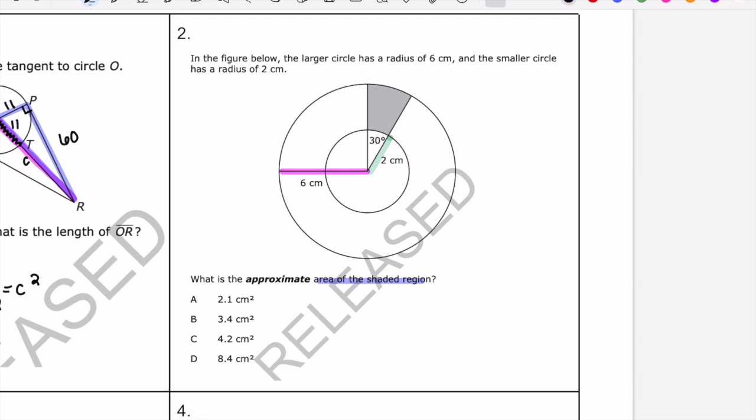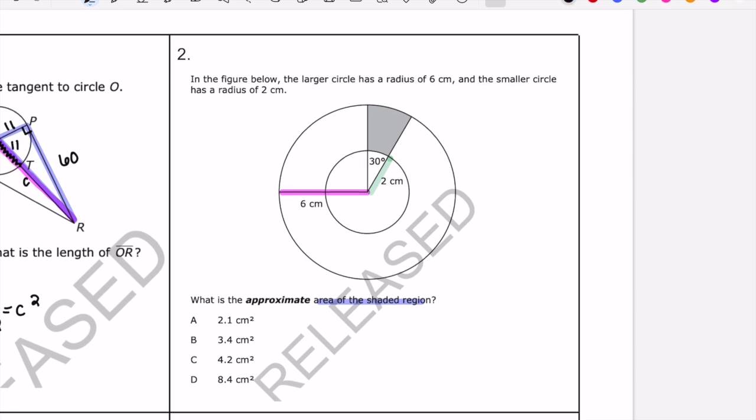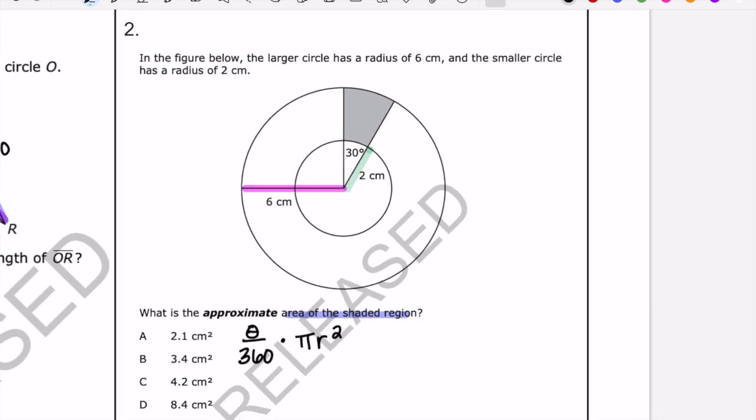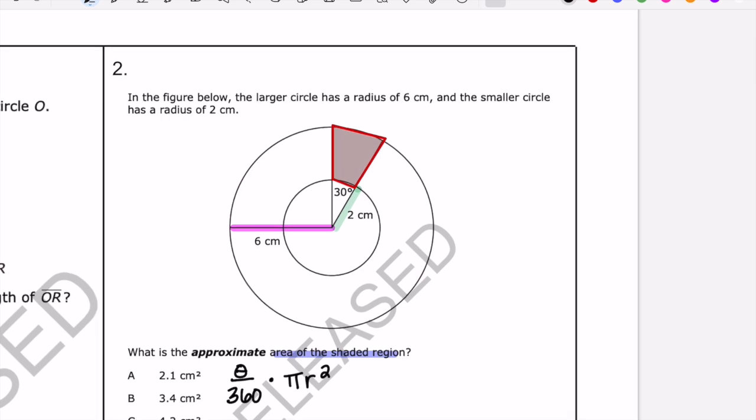So if you remember, we talked about how to find the area of a sector. To find the area of a sector, it's theta divided by 360 times pi r squared. But they don't want the area of just any sector. They want the area of just this section left over right here. So we need to focus on finding the area of the big sector, and we're going to subtract the area of the small sector. By doing that, that's going to leave me the leftover shaded area.